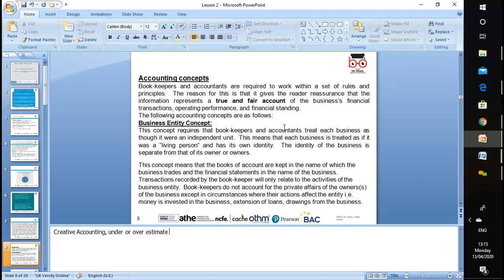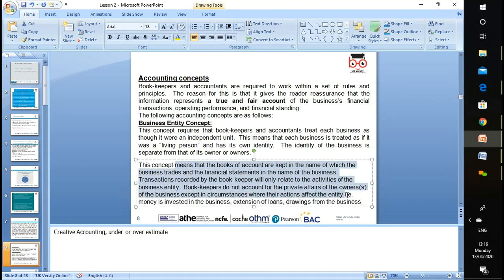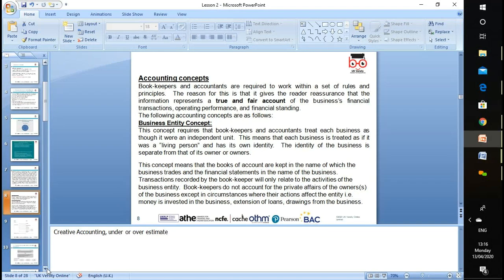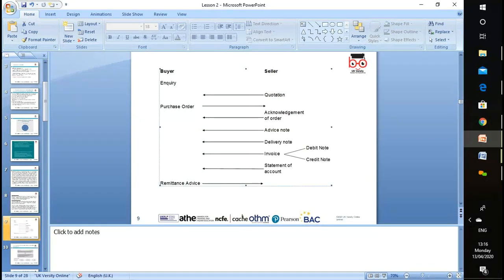And the business entity concept requires the bookkeeper and accountant to treat the business as an independent unit. This means that each business should be a living person with its own identity. So my business entity means its own name, its own legal status, and its own reports. The concept means the books of account are kept in the name of the trader, along with the financial statements. So we need to make sure we keep ourselves and the business separate as an entity. Even if you are a sole trader or in a partnership, you and the business should be kept separate, don't mix them.